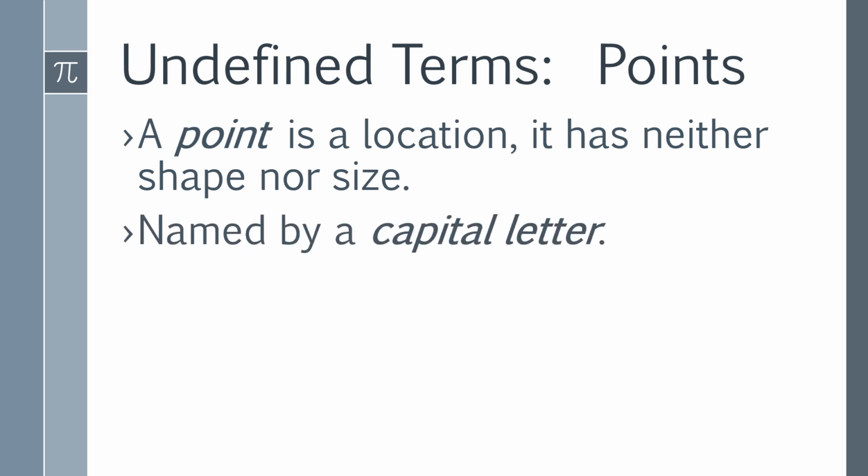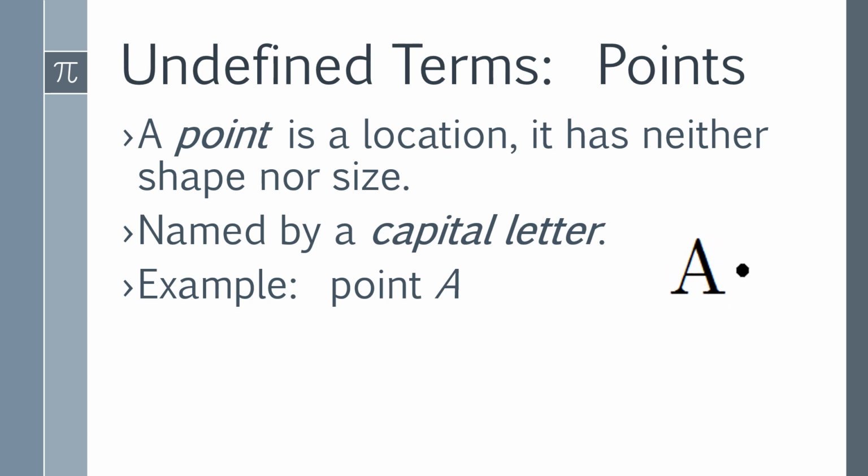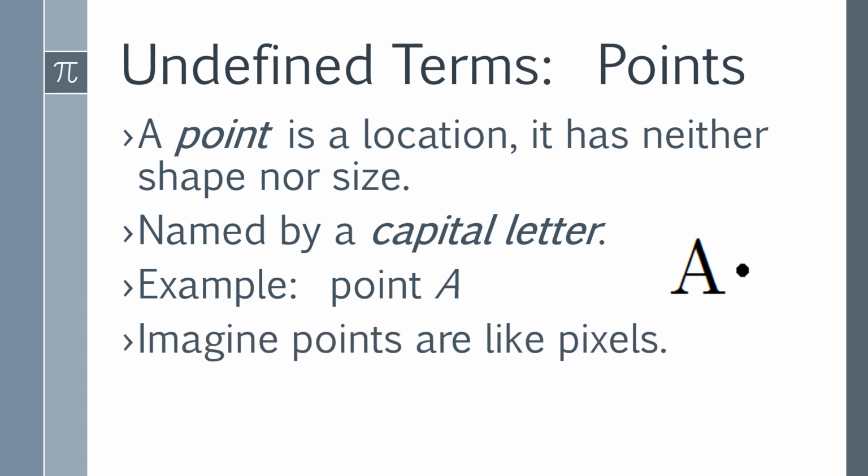All right, we name points with capital letters. An example here would be point A. We draw a dot and we put a capital letter next to it. And that's how we represent a point on a piece of paper or on a test or a quiz. And thinking of points in another way, they're like pixels on our screens. All the little dots that make up a screen, those are all those little points, those little locations.